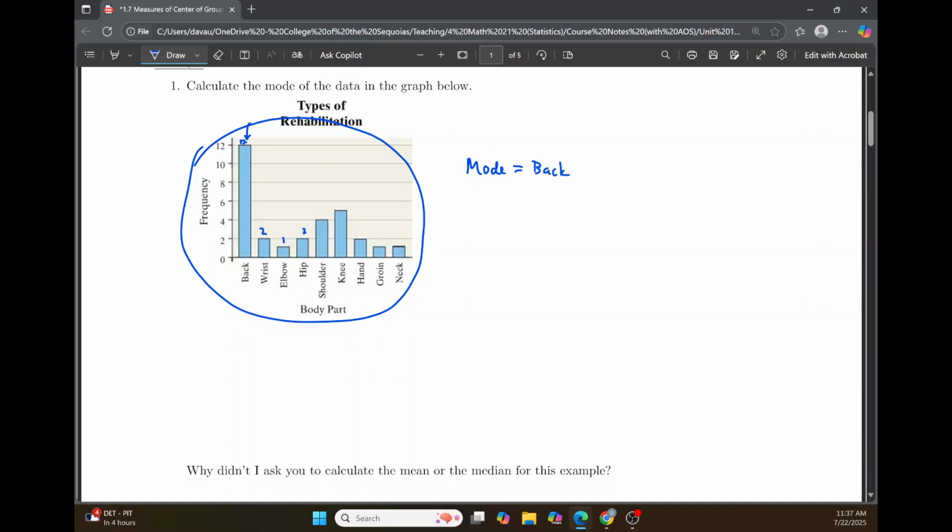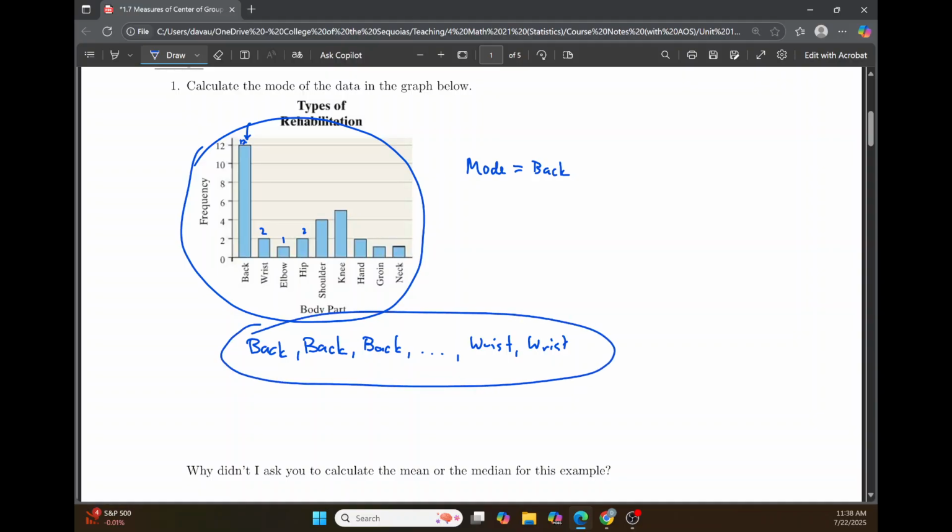The data itself would have been back, back, back, 12 times. And then wrist, wrist. I'm not going to write it all out, but you get the point, right? This is what the actual data would have been. You can't compute the mean of this, right? It wouldn't make any sense, right?